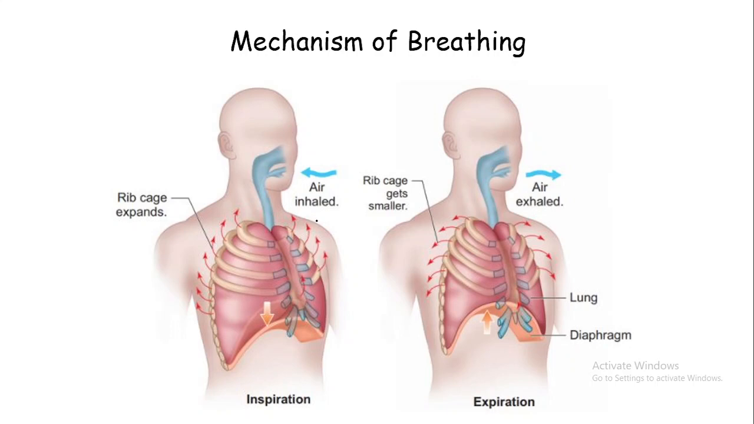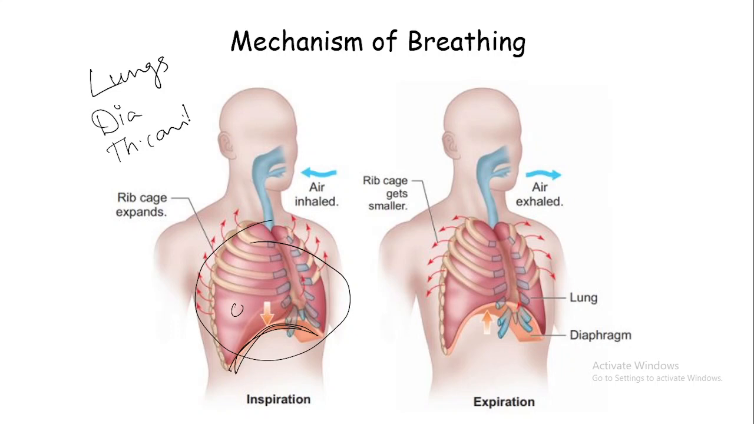Internally, what is happening when you are breathing consciously is that, just have a look here. You need to focus on the thoracic cavity. You need to focus on what is happening to the diaphragm and what is happening to the lungs. So what are the three parts you need to observe? What is happening to the lungs, to the diaphragm, then to the thoracic cavity. Let's see what happens.